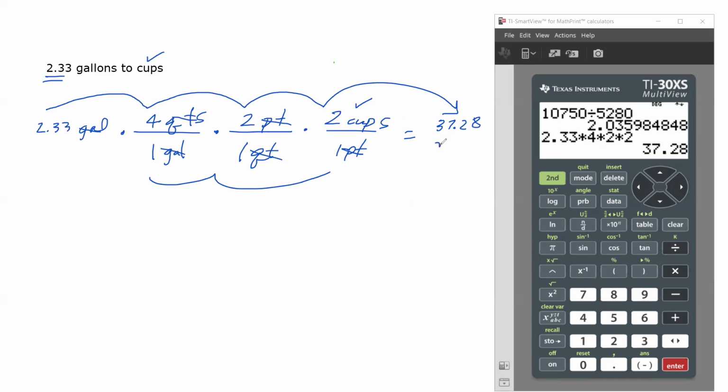And this is cups. So 2 1/3 gallons, 2.33 gallons is 37 and about 1/3 cups. That's a lot of cups in less than 2.5 gallons. All right. Always good to think through, does your answer make sense? Question that at the end. Make sure it's logical and reasonable.